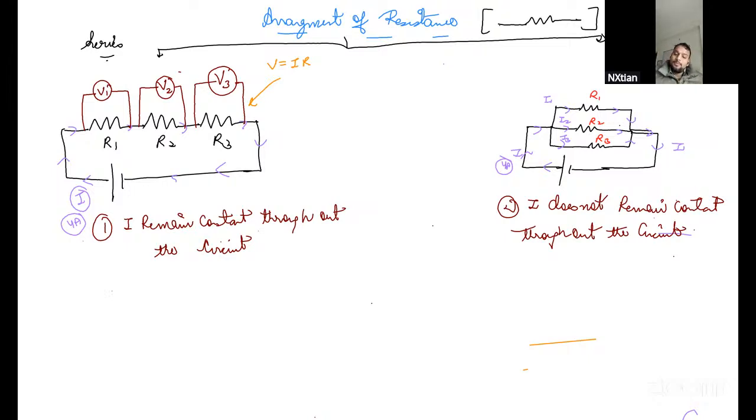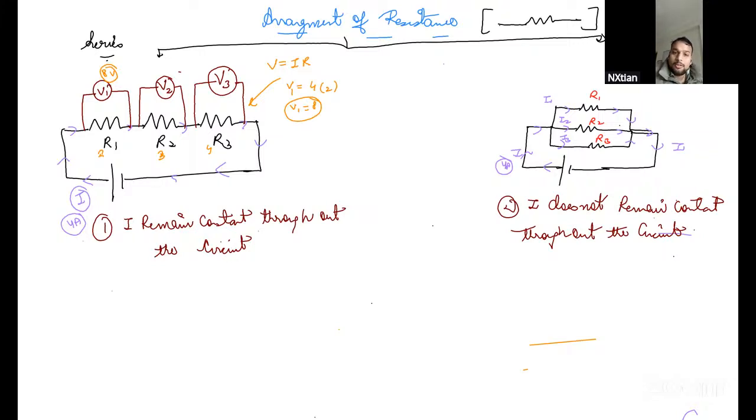I'll repeat it one more time. See, V is equals to IR is the formula. I is not changing in series, but R becomes R1, R2, R3. So V will also become V1, V2, V3. For example, if I take this as 2, this as 3, and this as 4, and I is 4 ampere. So V1, which is the potential difference across resistor 1, will be, I is the same which is 4, and R is 2. So V1 will become 8. So it means that 8 volt is coming.